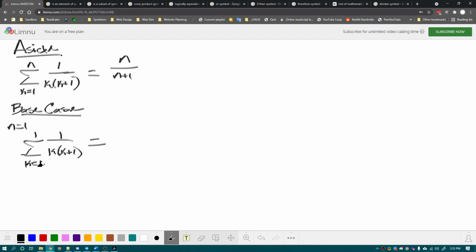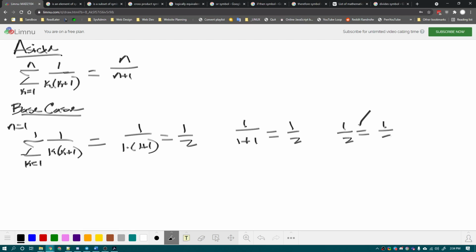And so that's just equal to, we're just going to put 1 in for k. We're only doing one iteration. So that's 1 over 1 times 1 plus 1, which is equal to 1/2. Now I'm going to do the right side. So setting n equal to 1, that's 1 over 1 plus 1, which is equal to 1/2. And of course, 1/2 is equal to 1/2. So we're done with our base case.